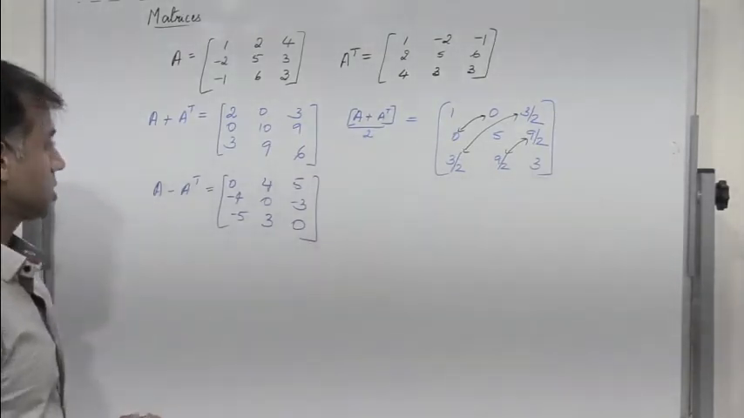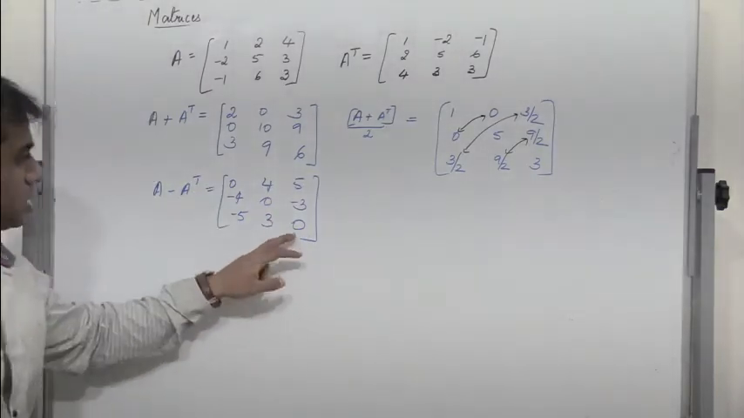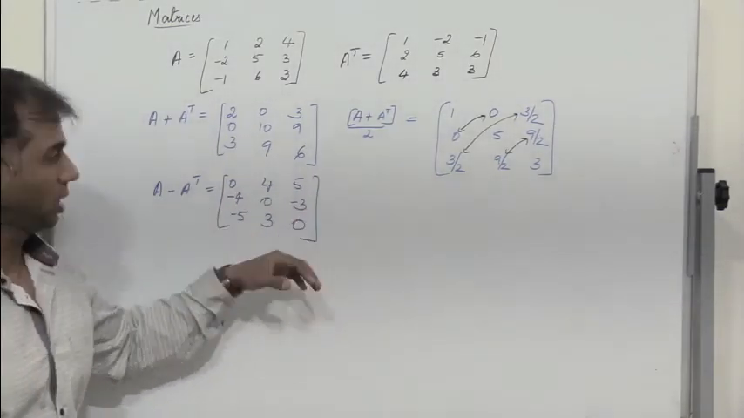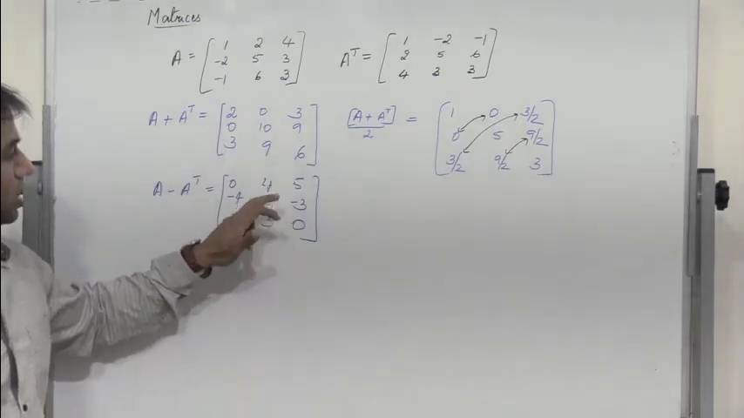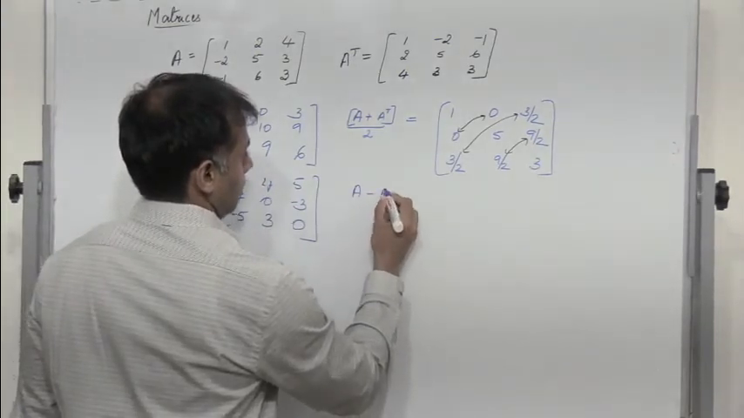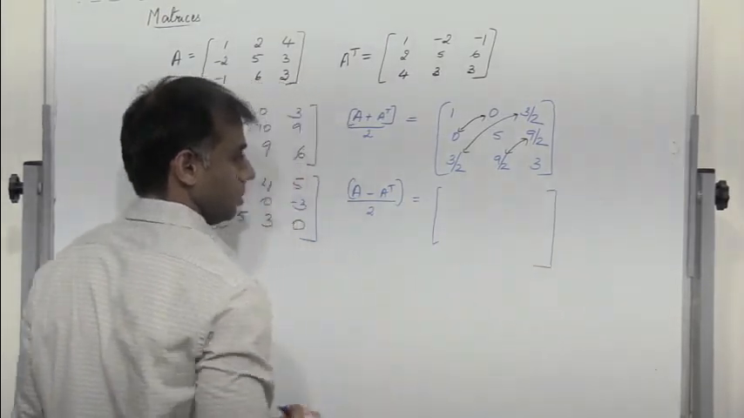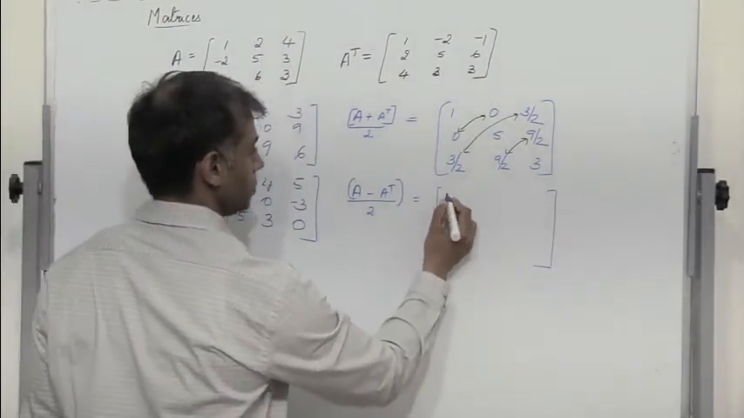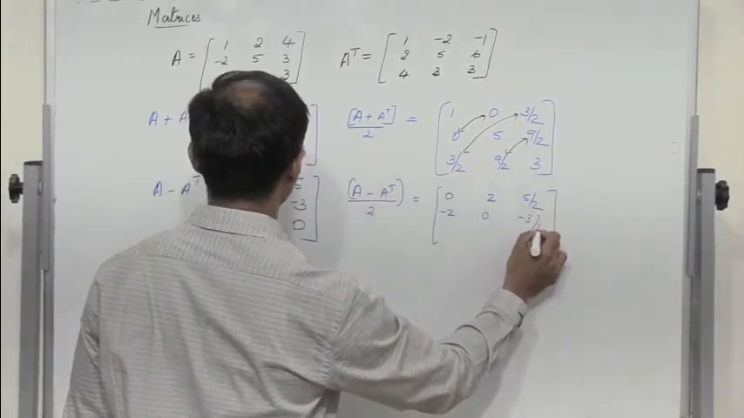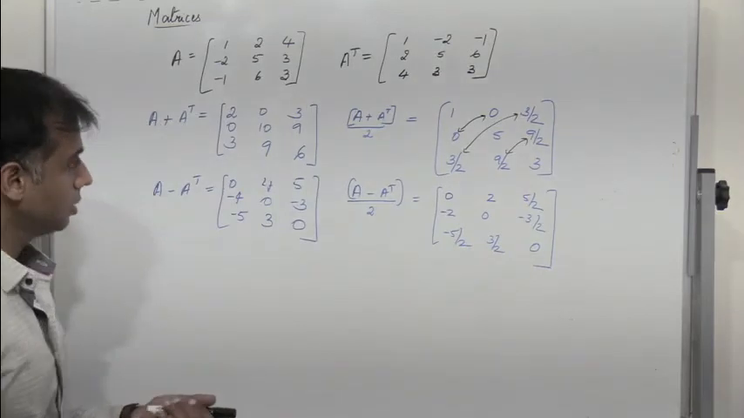So A minus A transpose will give me a skew symmetric matrix. So observe the principal diagonal elements are 0 and the elements on either sides of the principal diagonal are equal but they are of opposite sign. Minus 4, plus 4, minus 5, plus 5, plus 3, minus 3. Right? So now I have A minus A transpose by 2. I divide the values by 2. So we get 0, 2, 5 by 2, minus 2, 0, minus 3 by 2, minus 5 by 2, 3 by 2 and 0. Now why did we divide them by 2?